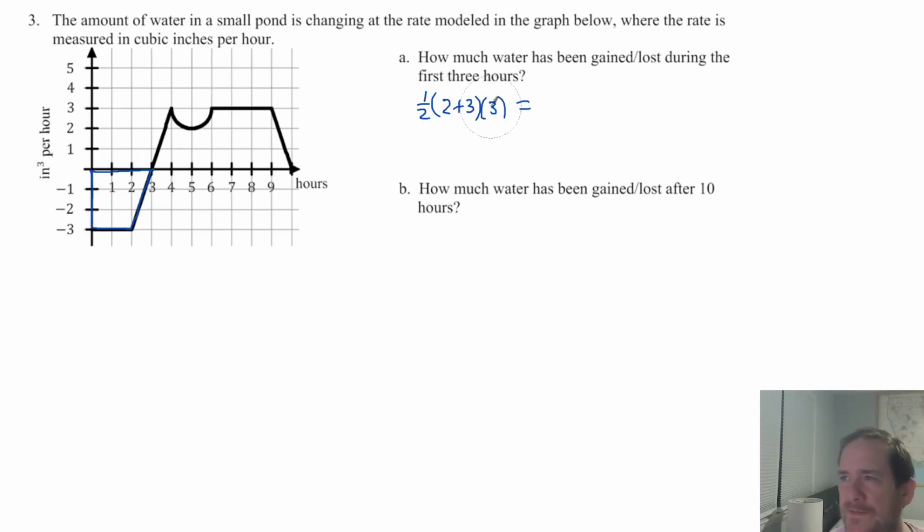So this is 5 times 3 is 15 divided by 2. So you could give 15 over 2, or you could give 7.5. But you got to give the units. It says how much water has been gained or lost. And we're measuring the water here not in gallons, but in cubic inches.